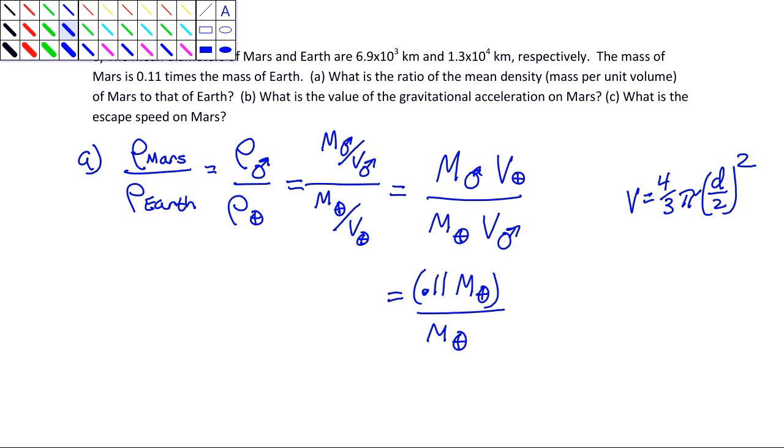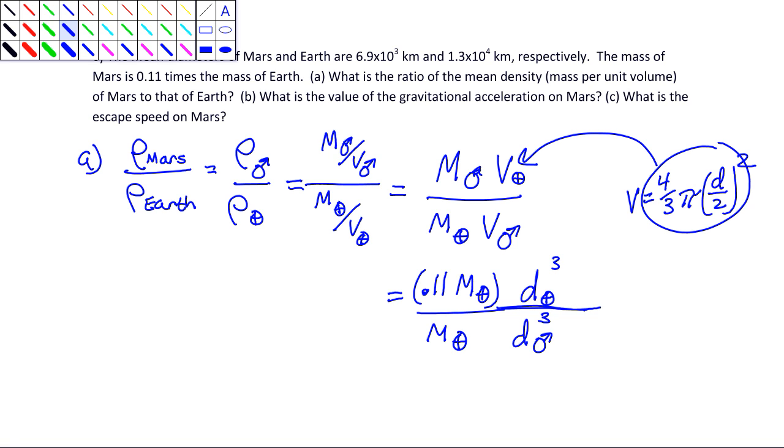So then I'm just going to write the diameter of Earth cubed over the diameter of Mars cubed. What I've done here is substitute this in for the volume, but then I've canceled out the 4/3, the pi, and the 1/2 squared out of each. So I'm just left with the diameter cubed. I know the diameter of Earth and the diameter of Mars, those are given in the problem, and I find this to be 0.74. So that is the ratio of the mean density. And then what is the value of the gravitational acceleration on Mars, and what is the escape speed on Mars?